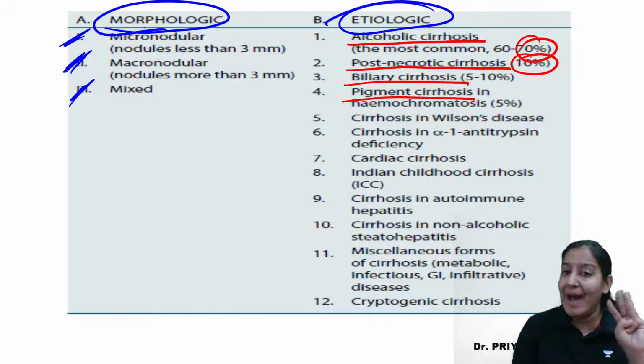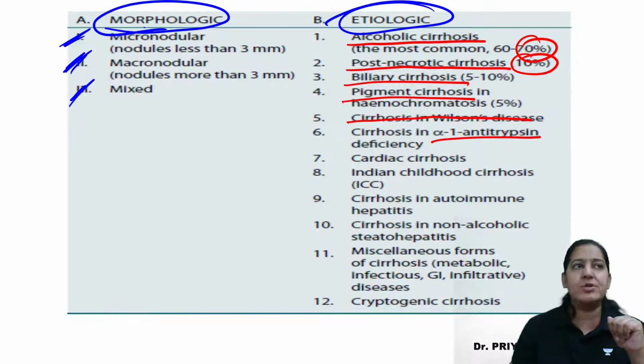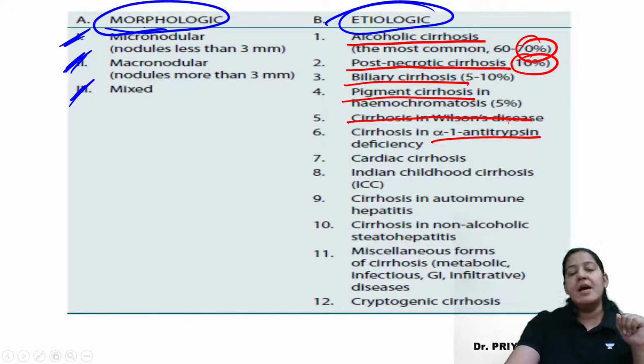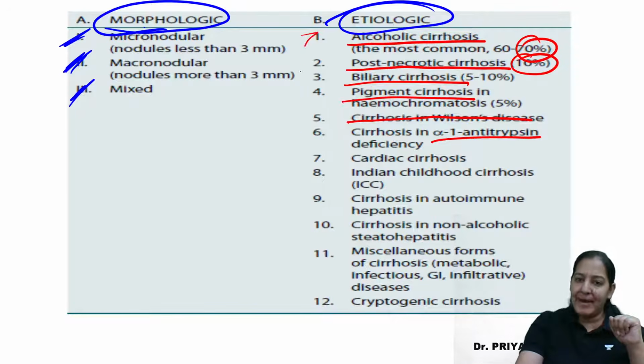The injury can be caused by iron, known as pigment cirrhosis. The injury can be caused by copper, known as Wilson's disease. Injury can be caused due to alpha-1 antitrypsin deficiency. So various types of cirrhosis are there based on the injury.